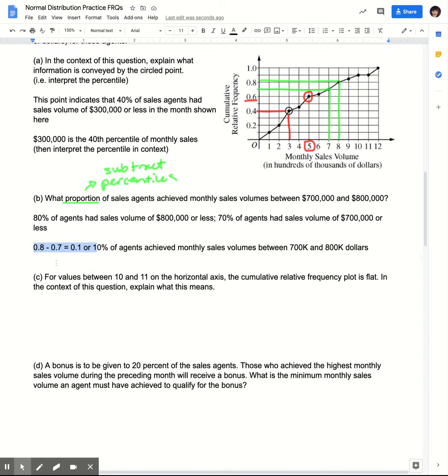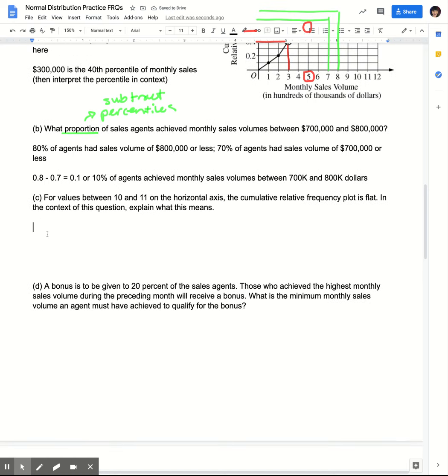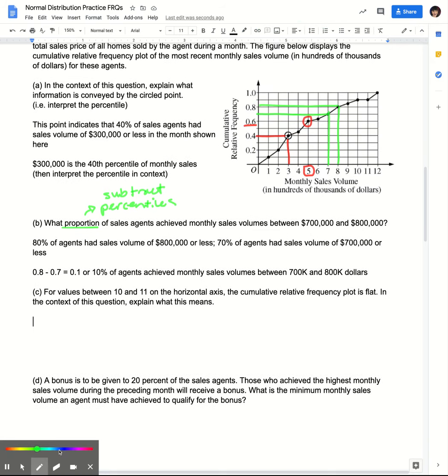All right, so then part C says, for values between 10 and 11, the cumulative relative frequency plot is flat, which is true. If you look between 10 and 11, there is no change there, which means that the percentile is unchanged.